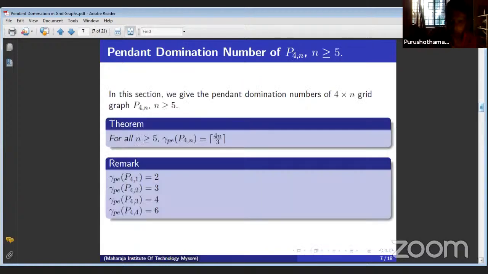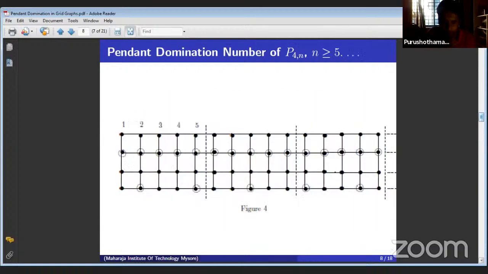So in this section, we give the pendant domination number of the 4 cross n grid graph P of 4 comma n, where n is greater than or equal to 5. The theorem says that for all n greater than or equal to 5, the pendant domination number of P of 4 comma n is the greatest integer of 4n by 3. In case n is less than 5, P of 4 comma 1 is 2, P of 4 comma 2 is 3, P of 4 comma 3 is 4, and P of 4 comma 4 is 6.